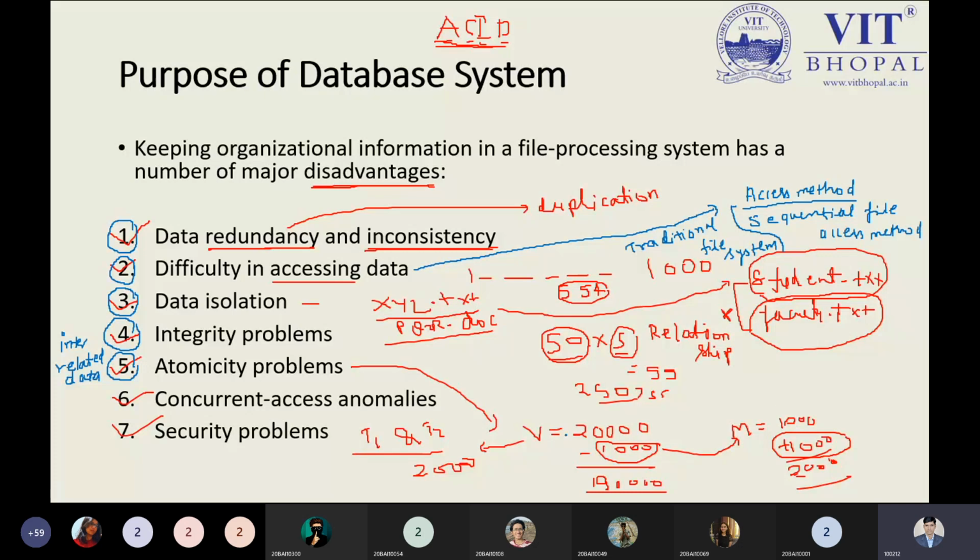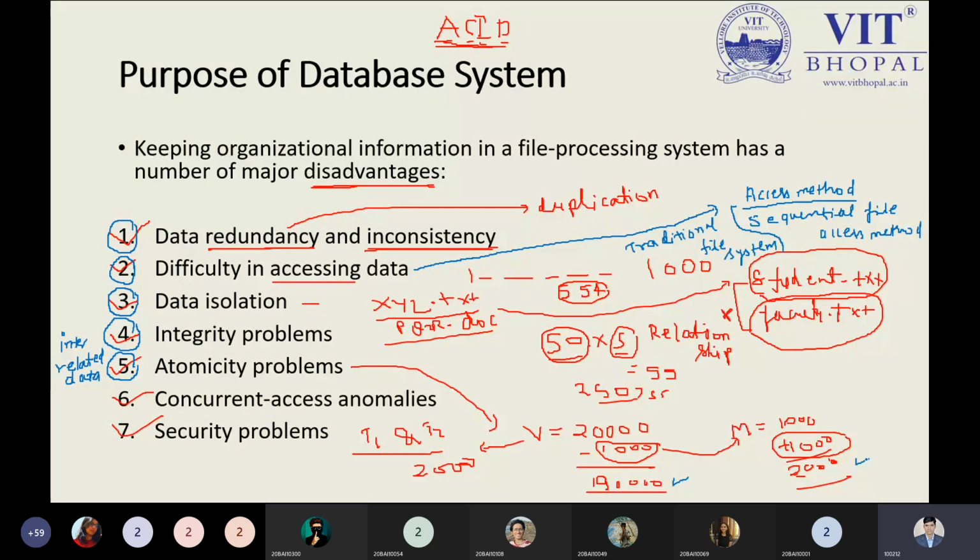So B has 20,000 rupees, and he needs to transfer 1,000 rupees to M, his friend's account. Suppose M has 1,000 rupees only, and after the transfer his account becomes 2,000, because he gets the 1,000 rupees from B's account. So I will have 19,000 and M will have 2,000. This is the normal transaction I have done.